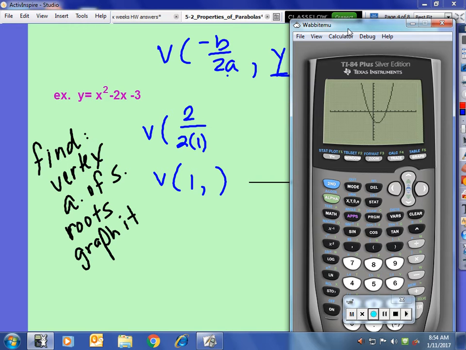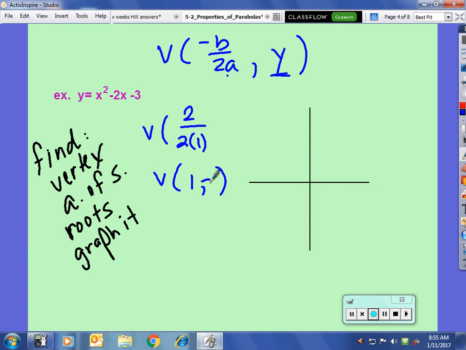Here comes the calculator part. I go to y equals. I put in my function rule, x squared minus 2x minus 3. Then I look straight at my table of values. Whatever is across from an x value of 1, that's the other part of my vertex. So what is it? 1, negative 4. That's one of the most important parts of a parabola. That's its turning point. That's the middle of the graph. That's either the highest or the lowest that it's ever going to get.